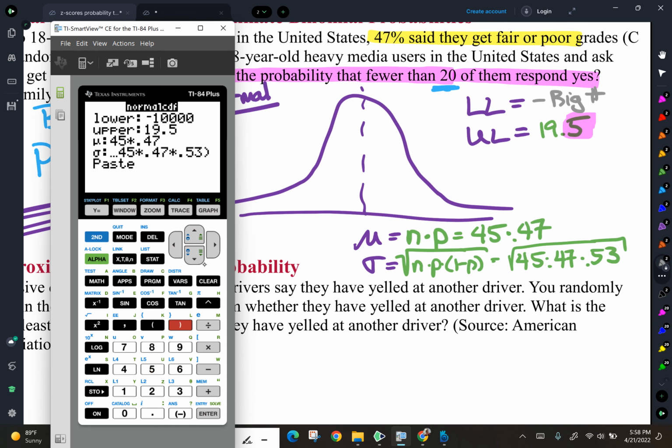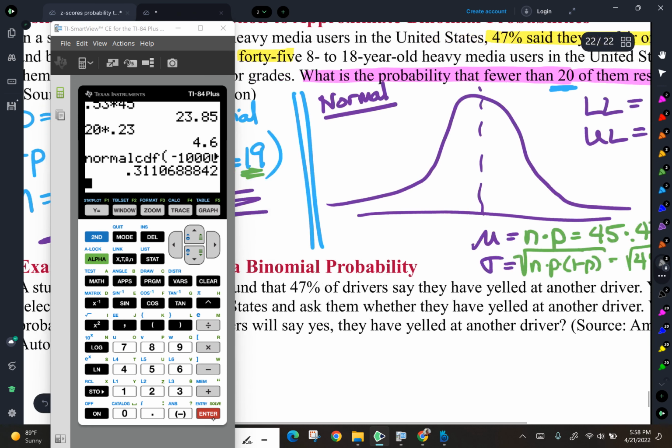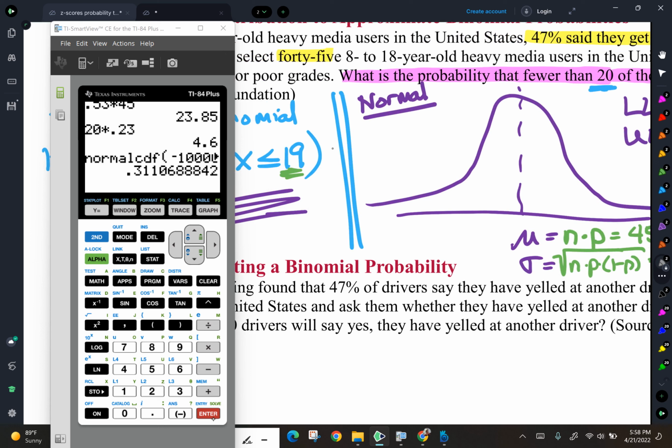I'm just going to plug it in, grind it out, press paste, press enter, and I get that that has a probability of 31%. So the probability that less than 19 or less than 20 people, that 19 or fewer people will say yes, they get poor grades, is about 31%.